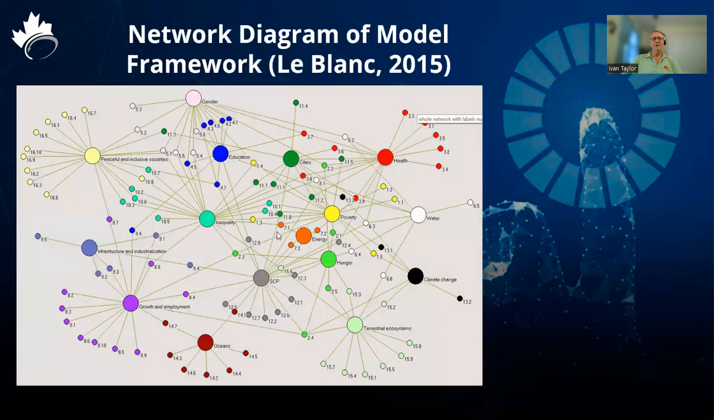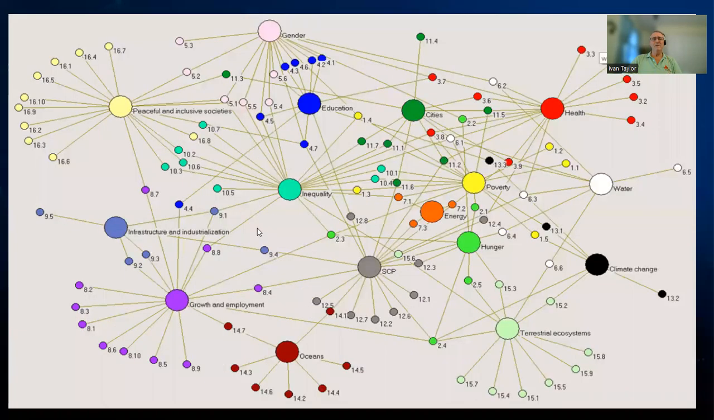So as we recall, this is the network diagram developed by LeBlanc in 2015, where the big circles represent the goals and the small circles represent the sub-goals, and the sub-goals are connected to the other goals. And so this is a larger picture of the same thing, and you can see the names of each of the goals here and the connections in the numbers of the sub-goals.